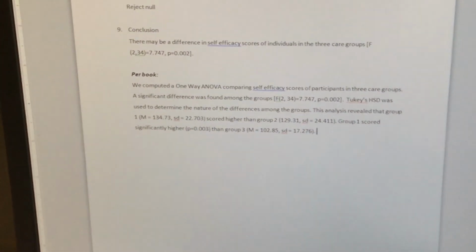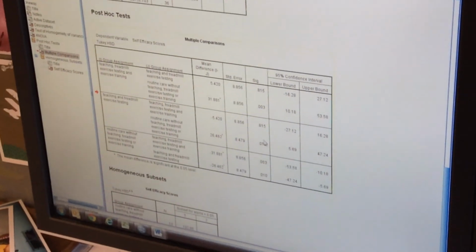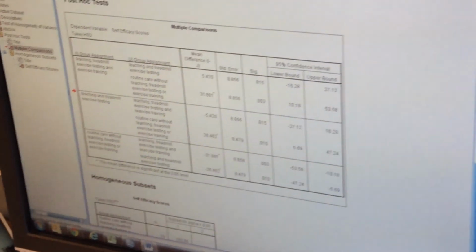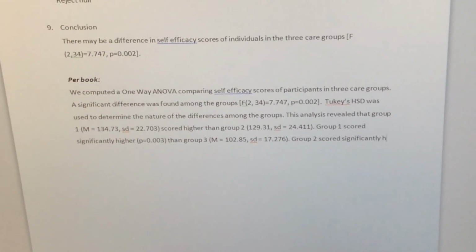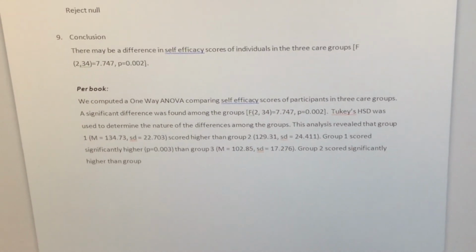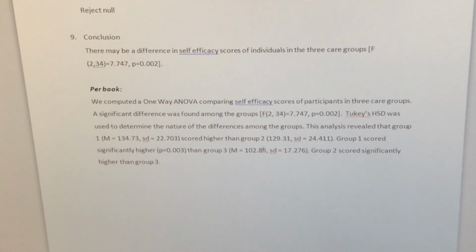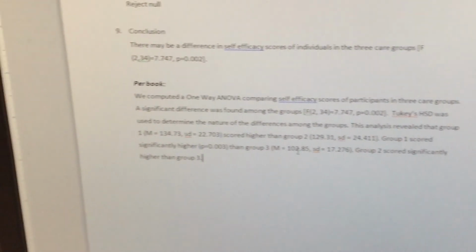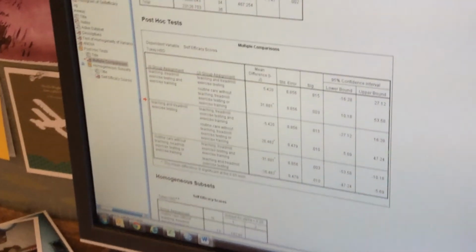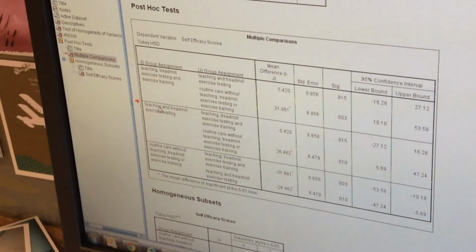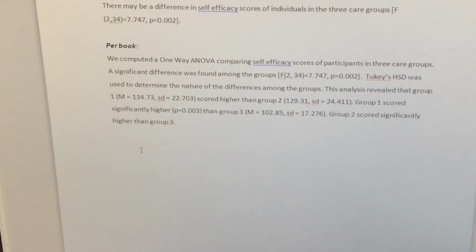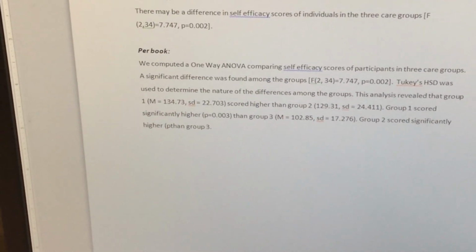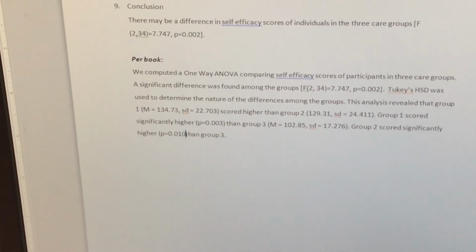Now we're ready to do groups 2 and 3. And what we remember is it was significantly different. So we can say group 2 scored significantly higher than group 3. We don't have to report any of the means or standard deviations because they're already in this explanation. What we do need to report is the p-value. So again, 2 and 3, the p-value is 0.010. And so we're going to put it somewhere close to the significantly higher. P is equal to 0.010.